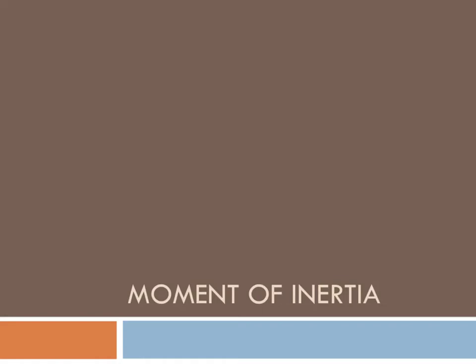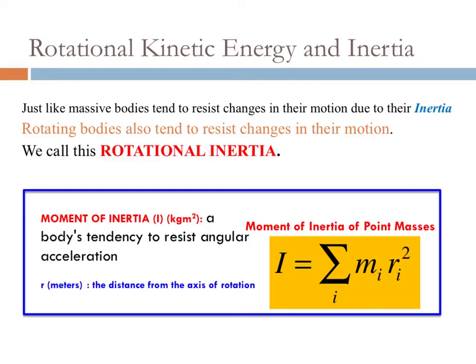This video covers moment of inertia. Now, we've talked about inertia before. It comes from an object having mass. So the greater the mass, the greater its resistance to changes in motion, or inertia.